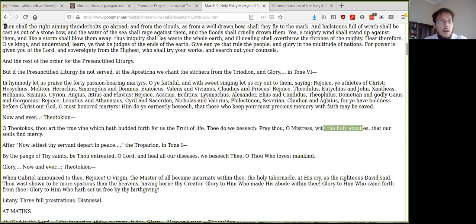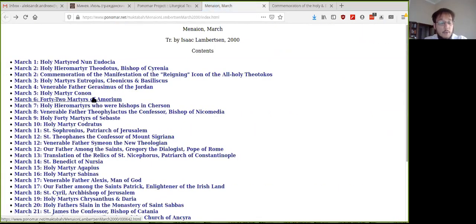There are certain times when you need a Stavrotheotokion and one is not printed for you in the Menaion. So you're doing a simple service or a six-stichera service on a Wednesday or Friday, and you need the Stavrotheotokion, and the Menaion doesn't have one. There are examples of services like this. Let me show you an example. So here in the March Menaion, you've got the service for the 42 martyrs of Amorium.